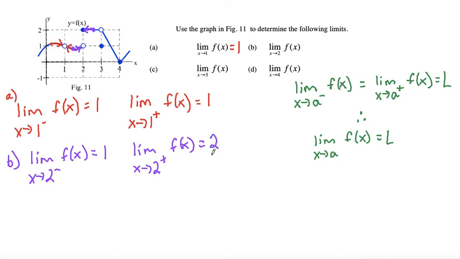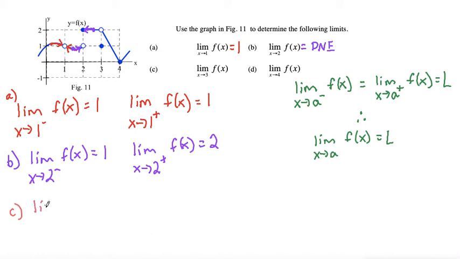So the right-hand limit is equal to 2 when the left-hand limit was equal to 1. So this time, the left-hand limit is not equal to the right-hand limit. When that is the case, the overall limit does not exist. And DNE is an abbreviation for does not exist. Let's try next part C. So for part C, we're looking for the limit as x approaches 3 of f of x.